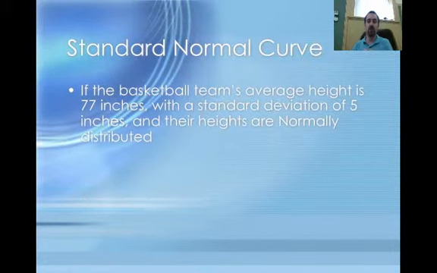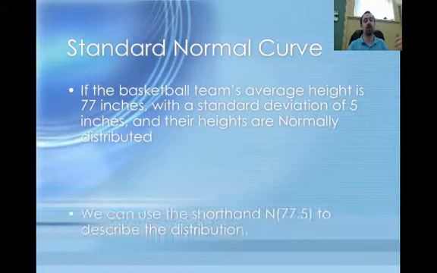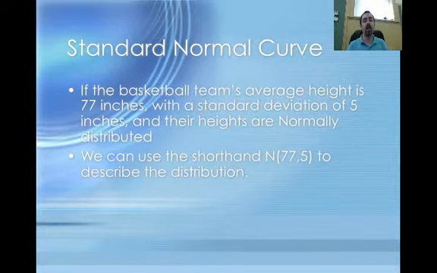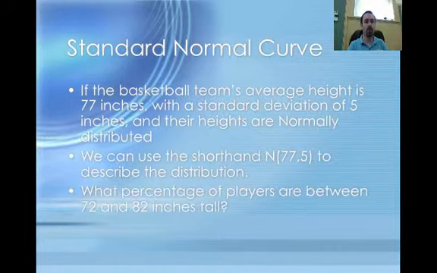Okay, so here's an example, and we're going to get to the standard normal curve from this in a moment. If the basketball team's average height is 77 inches with a standard deviation of 5 inches and their heights are normally distributed, then we can use that shorthand to describe the distribution. It's pretty straightforward, I think. The question we're asking here is what percentage of players are between 72 and 82 inches tall?